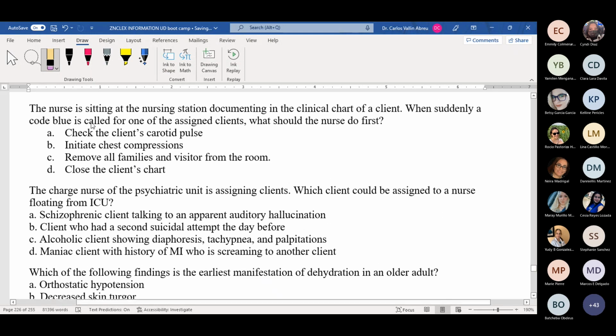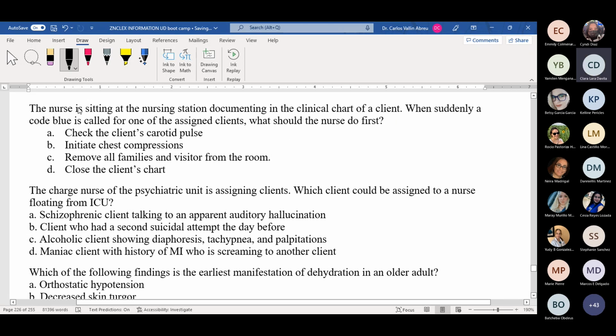The nurse is sitting at the nursing station documenting in the clinical chart of a client when suddenly a code blue is called for one of the assigned clients. What should the nurse do first? Check the client's carotid pulse, initiate chest compressions, remove all family and visitors from the room, or close the client's chart. What is your answer, guys? Do you understand the question?